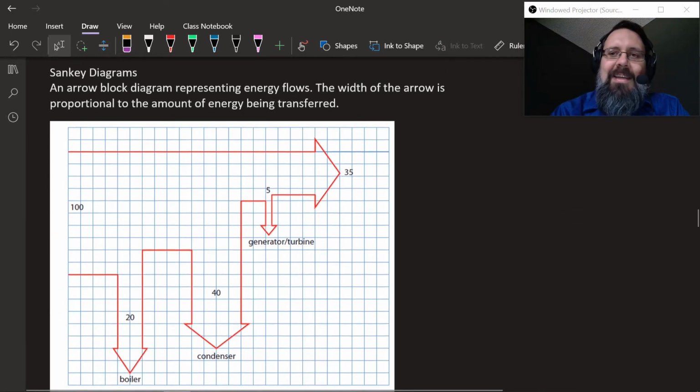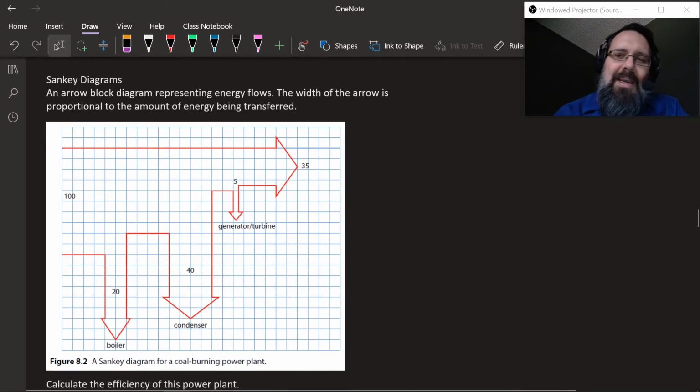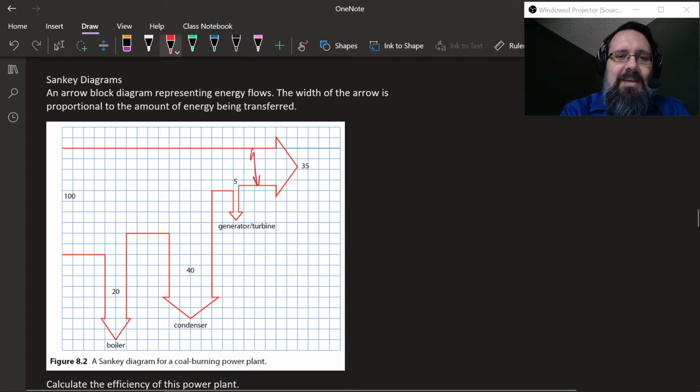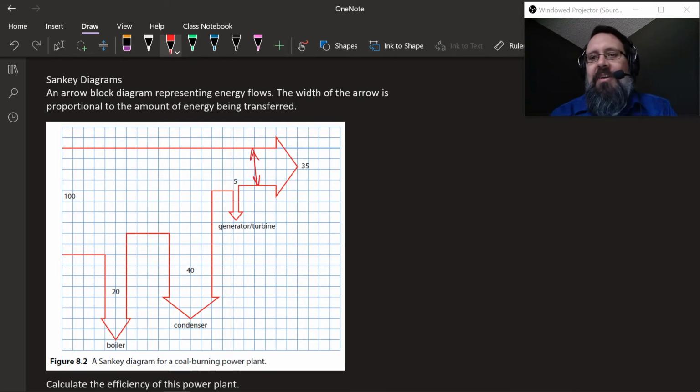All right, let's talk about Sankey diagrams. You've probably seen these before. They're really famous, I just see them all the time, but maybe you never knew they had a name. So they're called Sankey diagrams. It's an arrow block diagram representing energy flows. The width of the arrow, how thick it is, is proportional to the amount of energy that you're transferring.